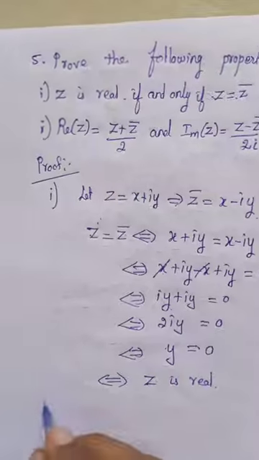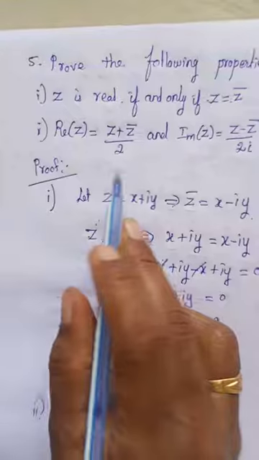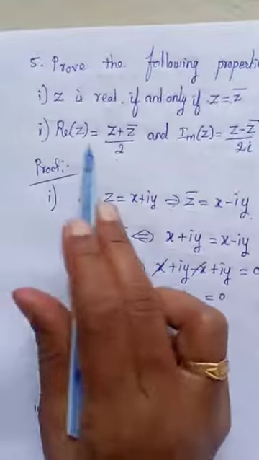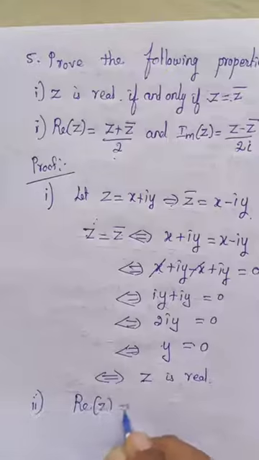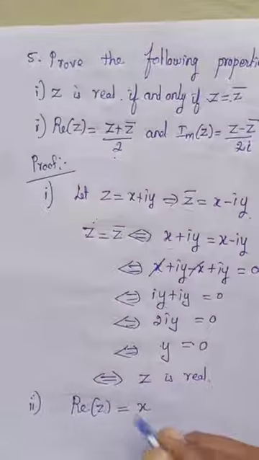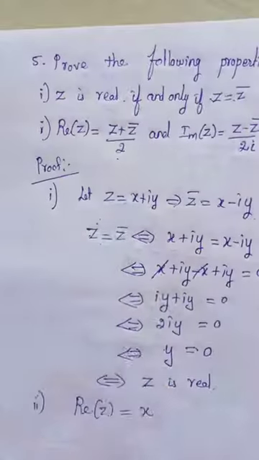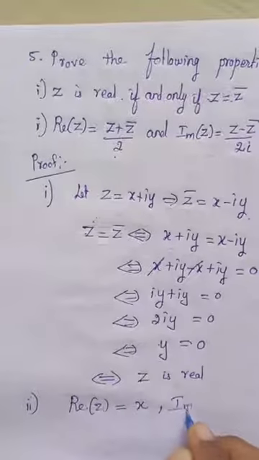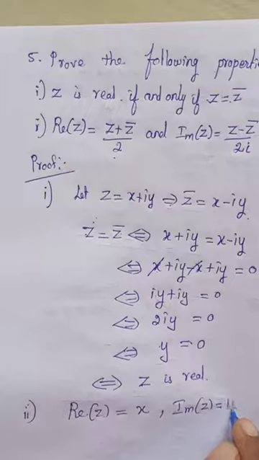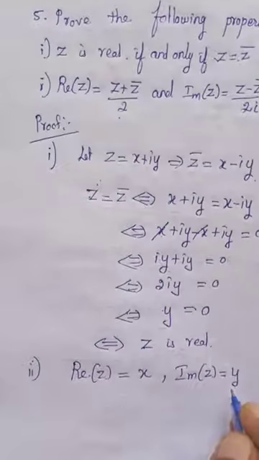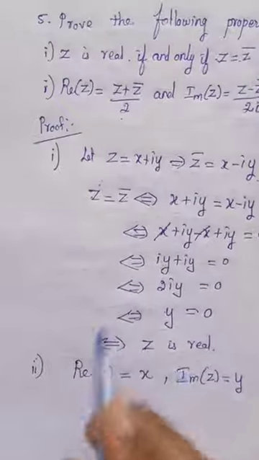Okay. See the second subdivision. Z plus Z bar by 2, that's real part of Z. See, I am writing first. Real part of Z, what is that? x, isn't it? Here real part of Z is x. And the same way, imaginary part of Z is equal to, in x plus iy, y. We will check whether we are getting that or not.